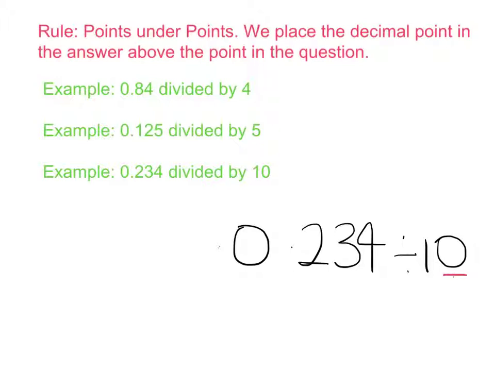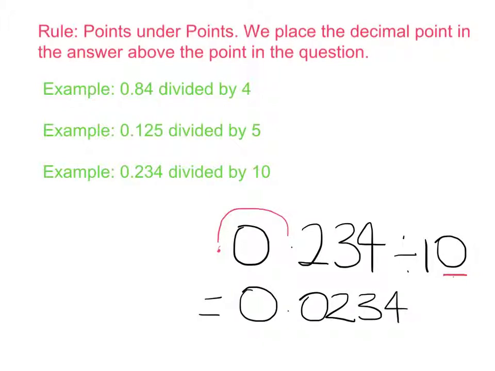All we need to do, guys, is move the decimal point 1 spot. So the answer will be 0.0234. And we do the same with hundreds and thousands.